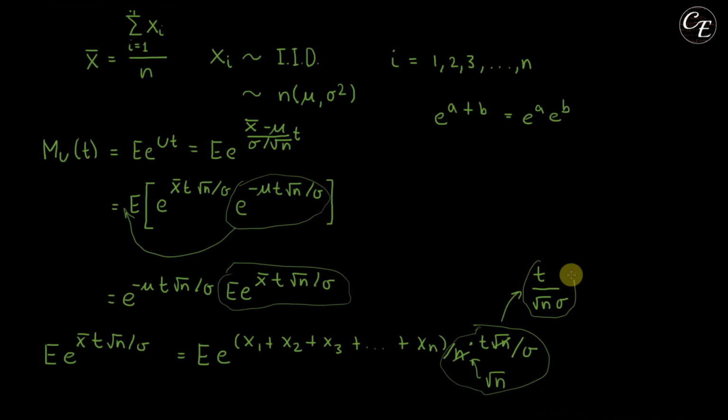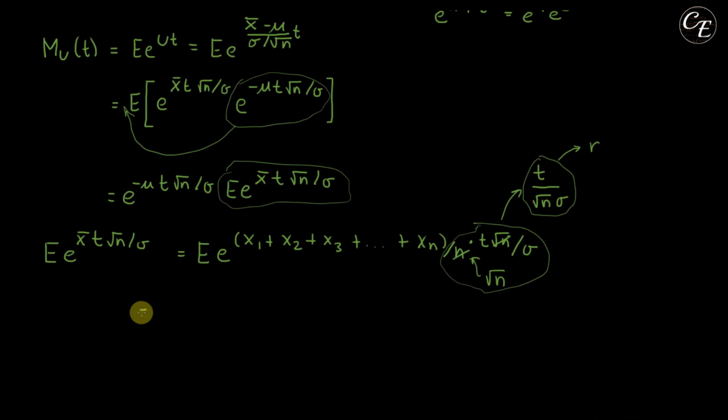Now for this term in here, let us designate it with the constant r to avoid rewriting it many times. So distributing this r for each term in here and then applying this, we have the expectation of e raised to x sub 1 r times e raised to x sub 2 r times e raised to x sub 3 r times etc. until e raised to x sub n r.